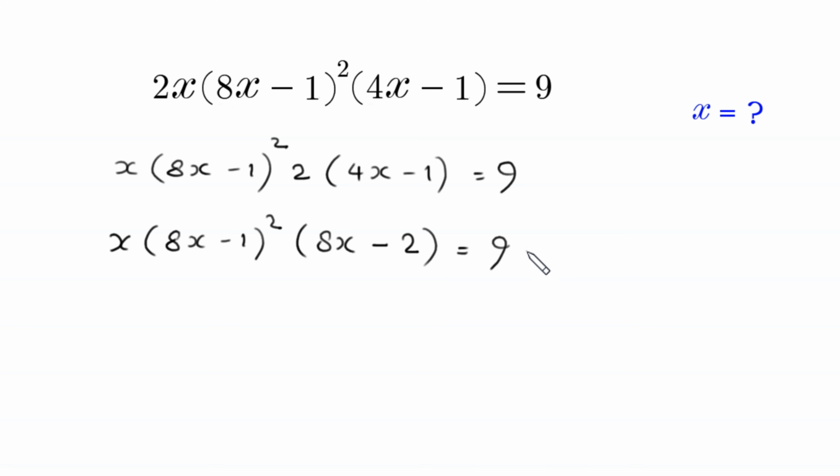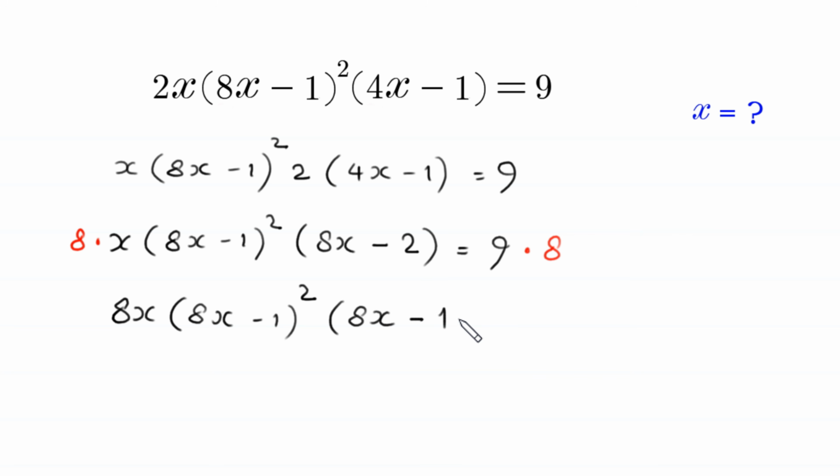Now we multiply both sides of this equation by 8. So this 8 times x will become 8x times (8x minus 1) whole squared times 8 times x. This negative 2 can be written as negative 1 minus 1, is equal to 9 times 8, 72. Now we suppose that 8x minus 1 is equal to m.